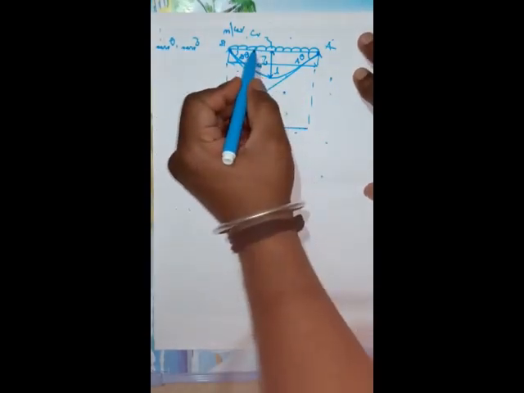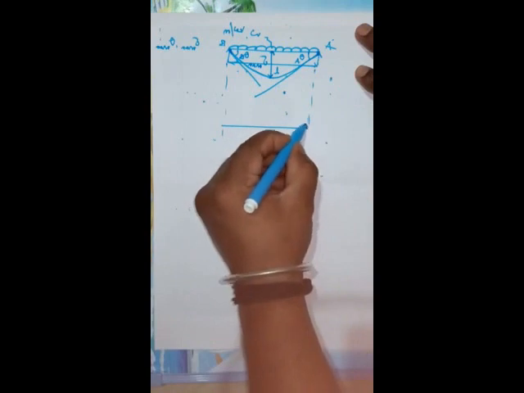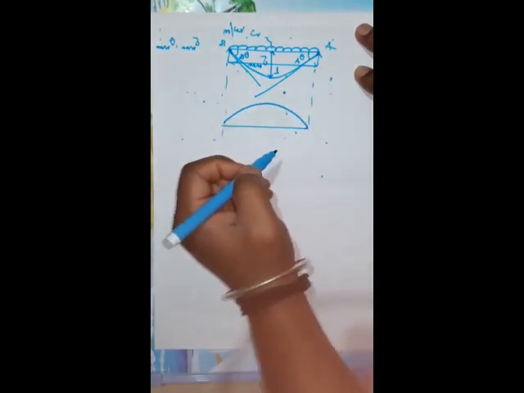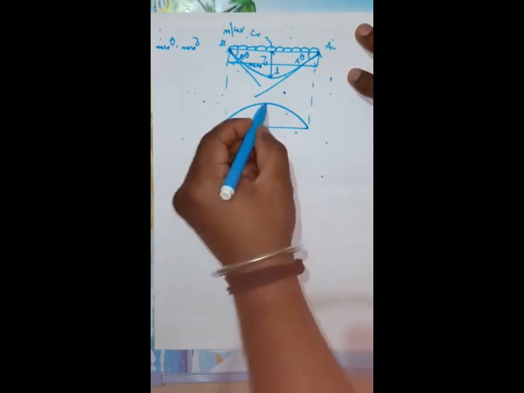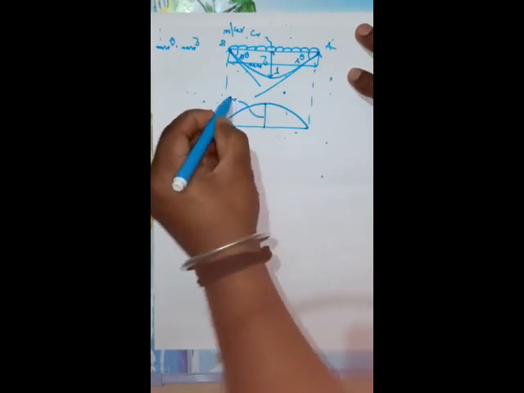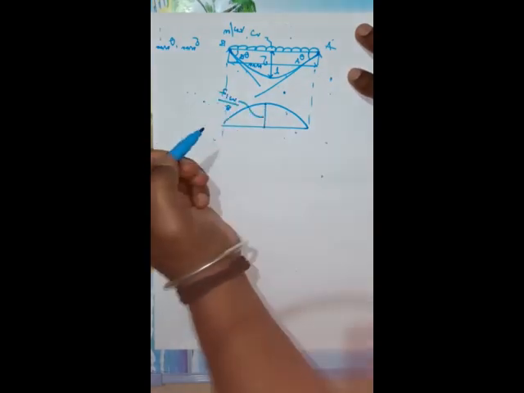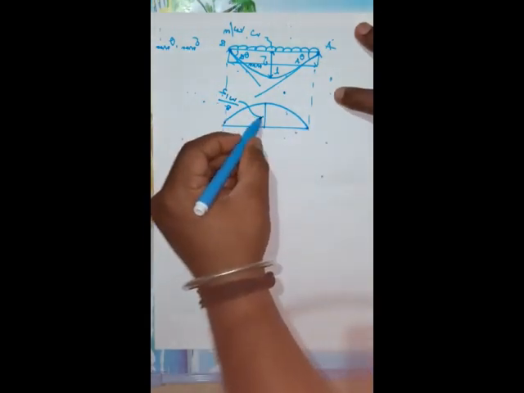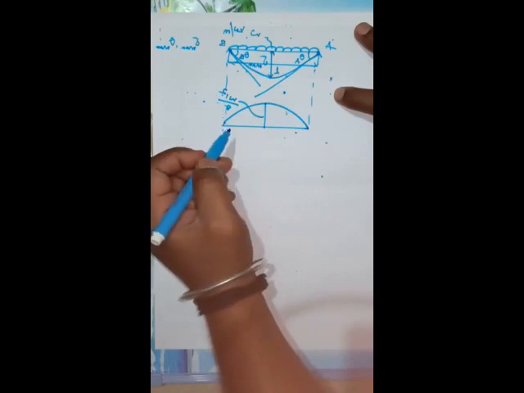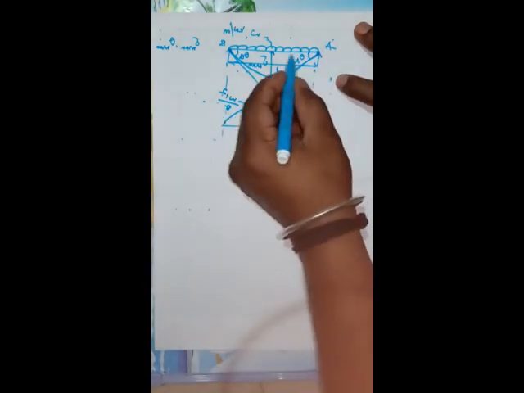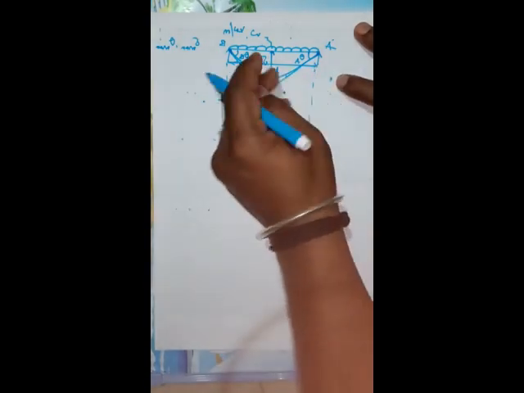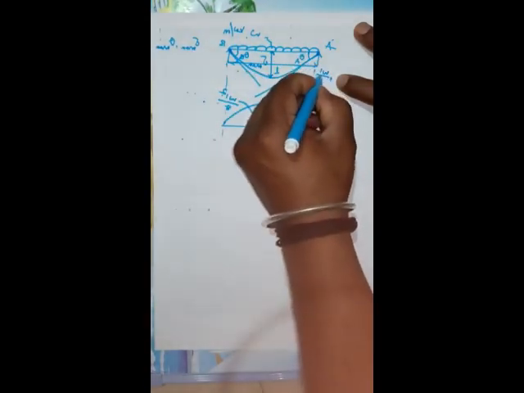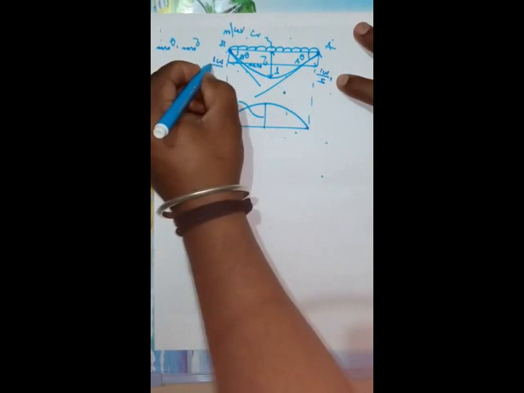So symmetrical loading. Whenever you come across a UDL on a simply supported beam, the maximum moment is WL square by 8. Here the moment is zero, and exactly at the center it is WL square by 8. If you find the reactions, the total load will be W into L, divided by 2, so WL by 2 and WL by 2.